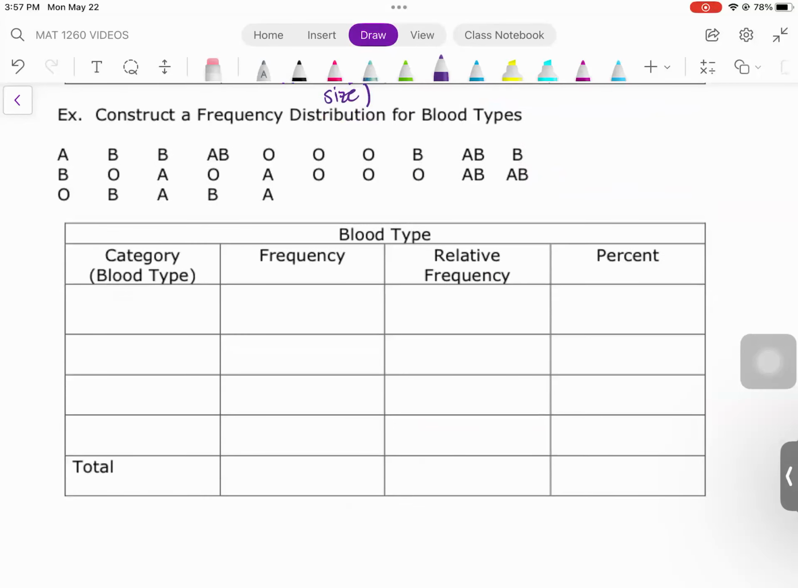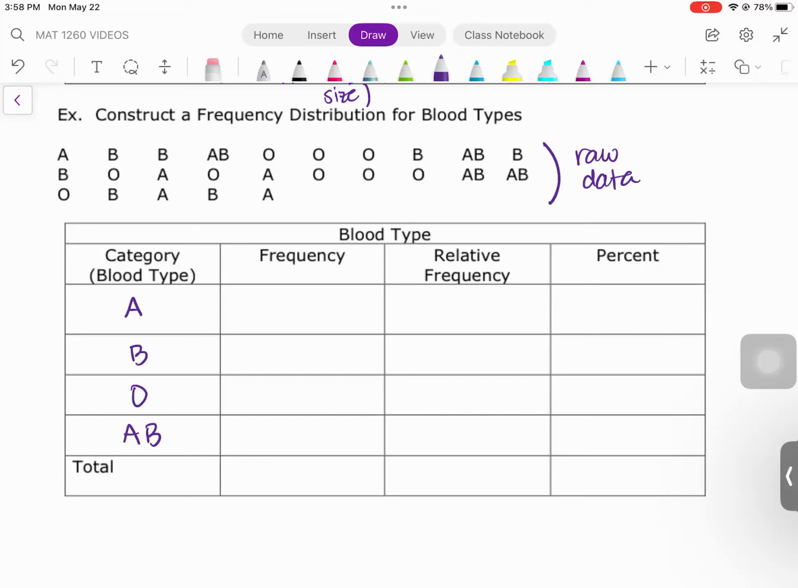Now let's try constructing a complete frequency distribution from raw data. So again, here's our raw data. It's just our original data set before we start summarizing. So looking at our categories, we're looking at blood types. It looks like we have blood types A, B, O, and AB.